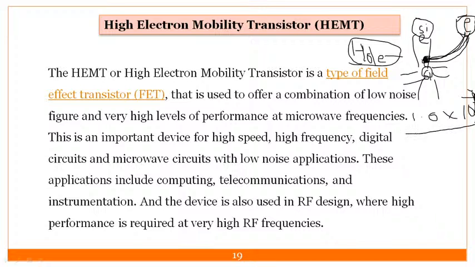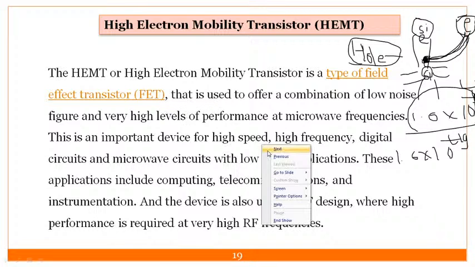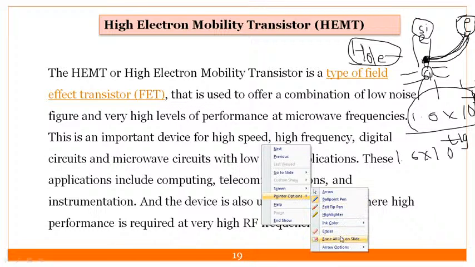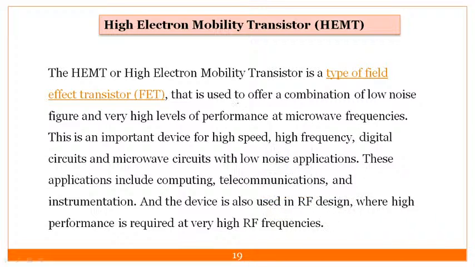So 1.6 into 10 raised to the power of minus 19 coulomb is the charge on an electron, but if a hole is there, its charge is 1.6 into 10 raised to the power of plus 19 coulomb. Okay, so just a minute, I will erase this portion for you. So this is the same as for electrons; we have seen it in holes also.